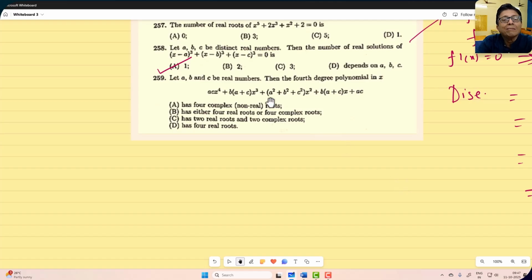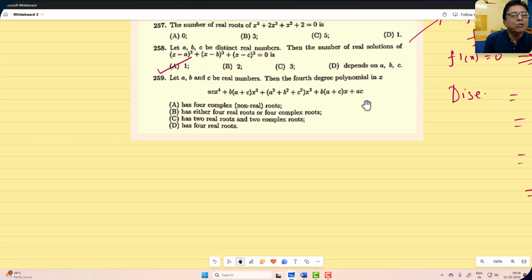259. ABC are all real numbers. Then this is a fourth degree polynomial. It has 4 complex roots. Either 4 real or 4 complex. Has 2 real roots, 2 complex roots. Has 4 real roots. Finding discriminant of this equation and then solving it by biquadratic equation method is far from reality. No one does.